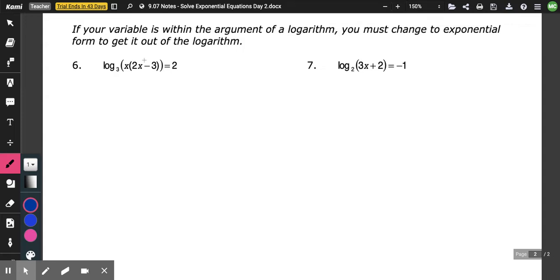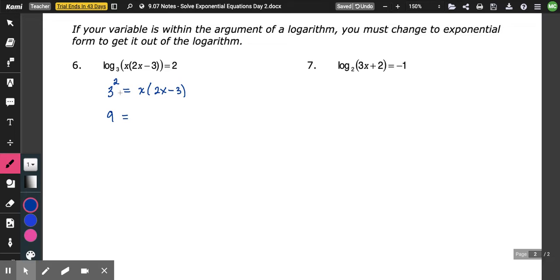So for this first example here, our x's are all within this expression, this log base 3 of all of that x stuff. So in order to get to the x's so we could solve for it, we have to change this to its exponential form. So we'd say 3 to the power 2 is equal to the argument of that logarithm. So now I need to solve this equation.